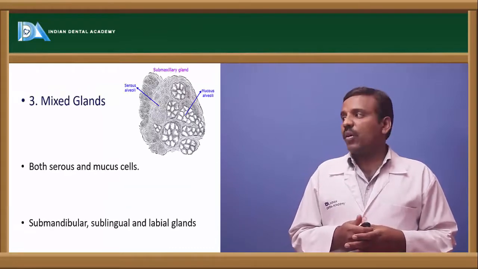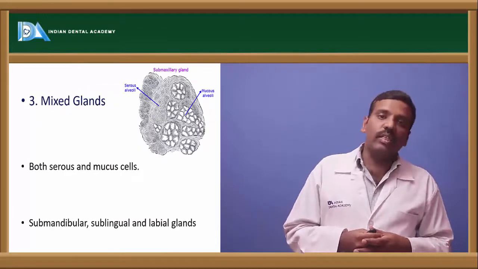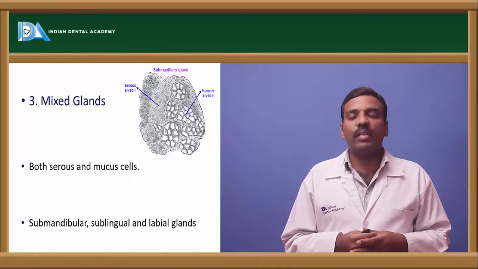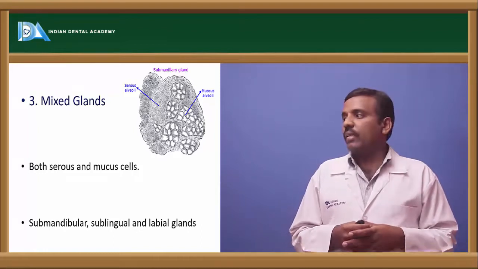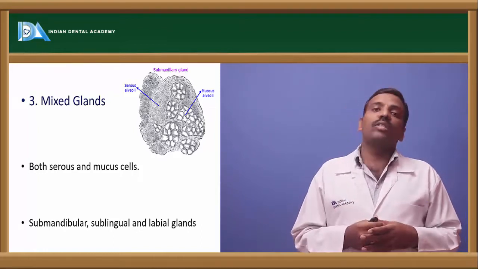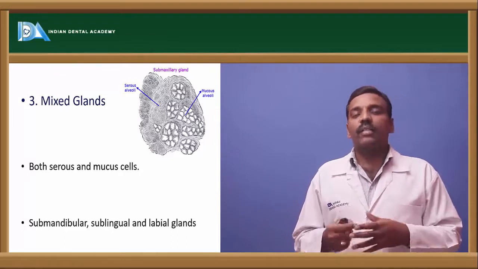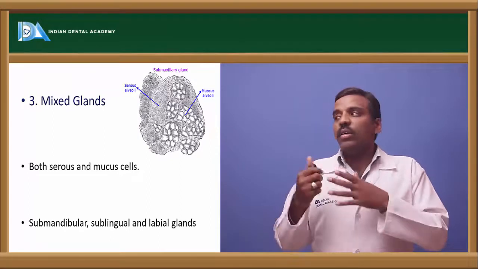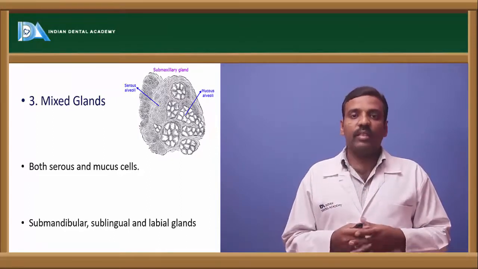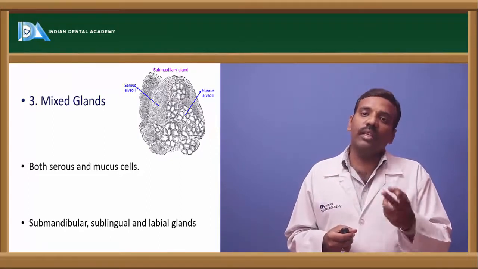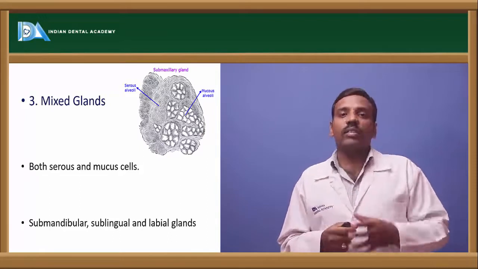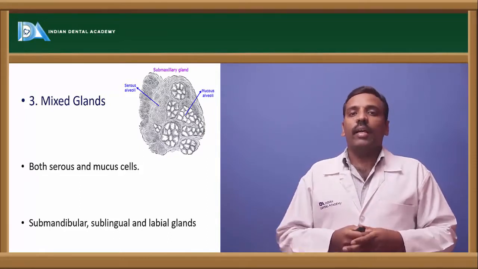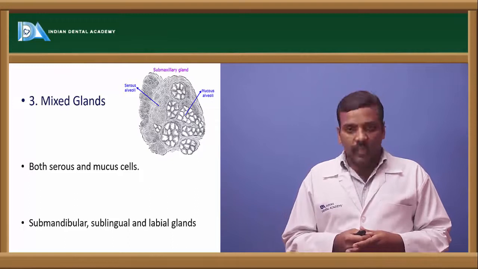Next is the mixed gland. Both serous and mucus cells are present in this type of gland. The submandibular or submaxillary glands, the sublingual glands and the labial glands are the mixed glands. In the sense that both types of cells, serous cells and at the same time mucus cells, are present, those are called mixed glands.